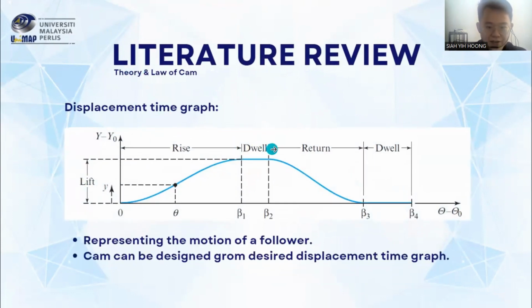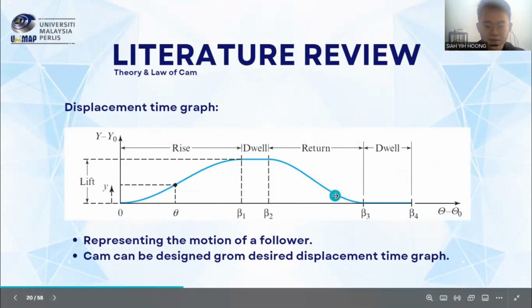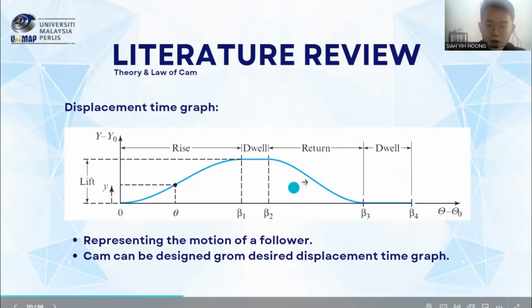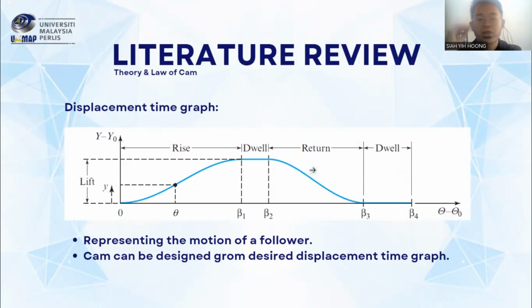This is actually how we convert the ventilation waveform into the waveform that we design our cam profile from. It consists of four elements: the rise, the dwell, the return, and the lift. The rise and the return are the positive and negative displacements of the follower, while the dwell means whenever the follower is stopped or maintained at a certain displacement or distance. The lift is the total displacement of the follower.